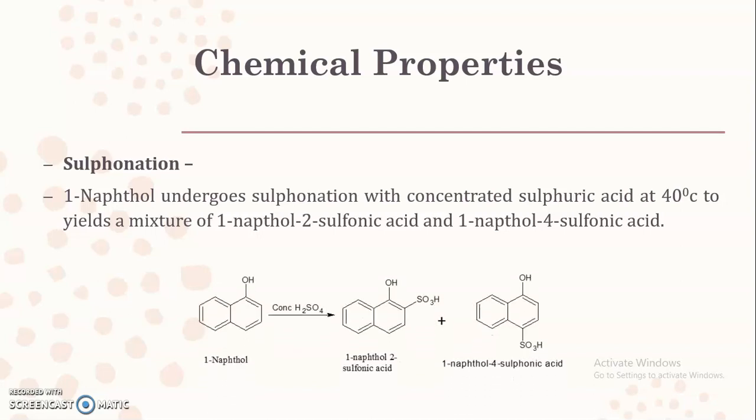Here you can see that when this naphthol is treated with concentrated sulfuric acid, there will be formation of the 2-sulfonic acid, that is, the sulfonic acid group is attached at the second position. Also, the 4-sulfonic acid derivative is formed. Now if you recall, we have seen various directive effects. My question to you is, why is the sulfonic acid group attached at the second and fourth position only? Why is there no attachment of the sulfonic acid group at the third position?